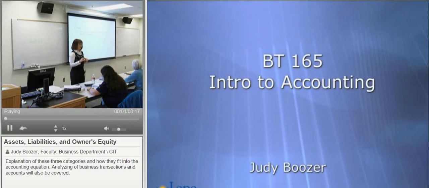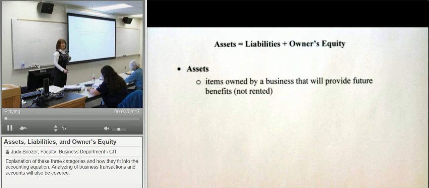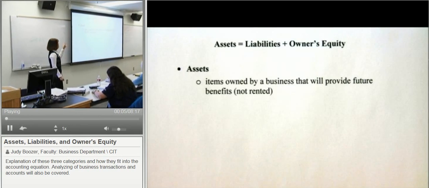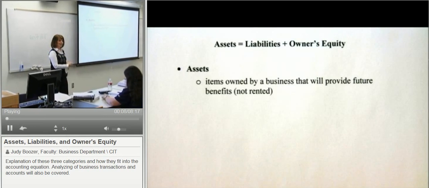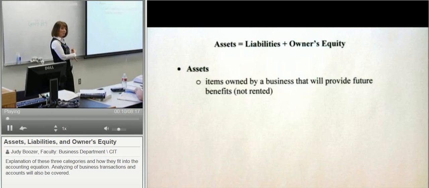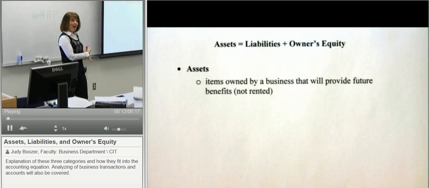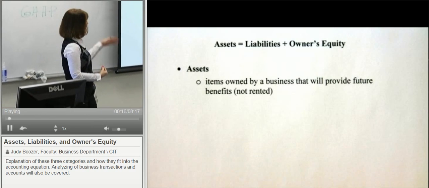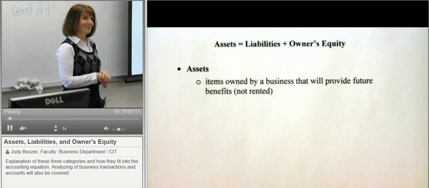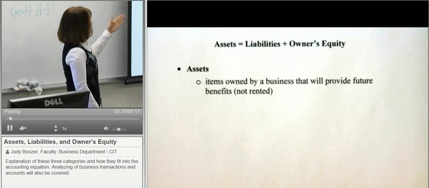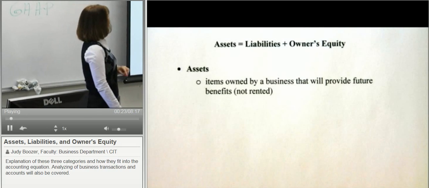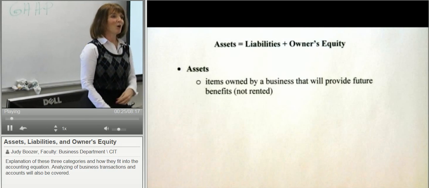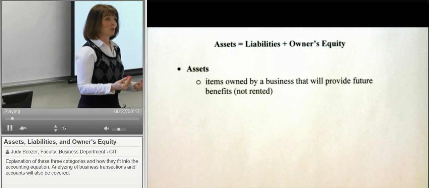Now we're going to talk about an expansion of this accounting equation, and we're going to start with the first part on the left side. Remember I said that left side was important last time? Assets. And assets are pretty easy. Items owned by a business that will provide future benefits or things of value.